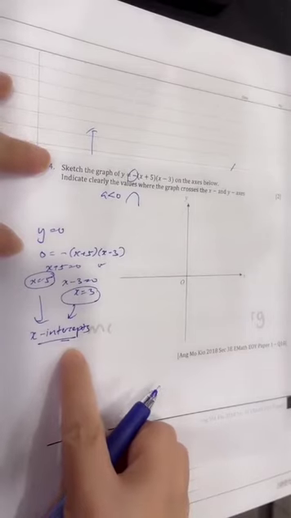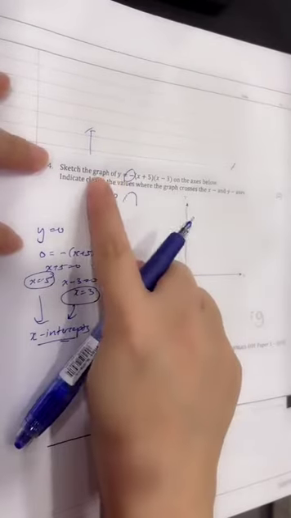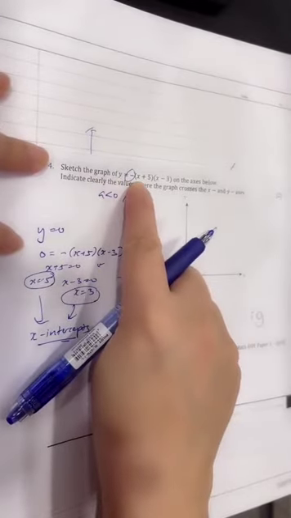That means where it cuts the x-axis. Why minus? Oh, because the graph gives us minus over here, right?